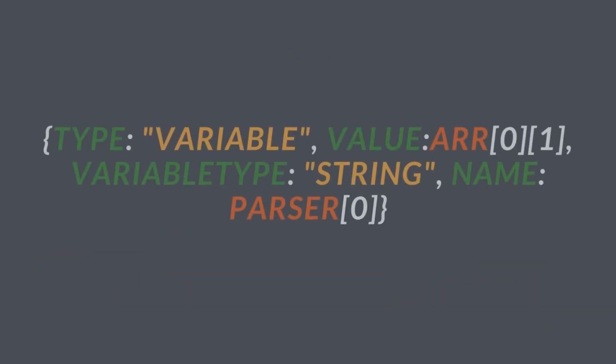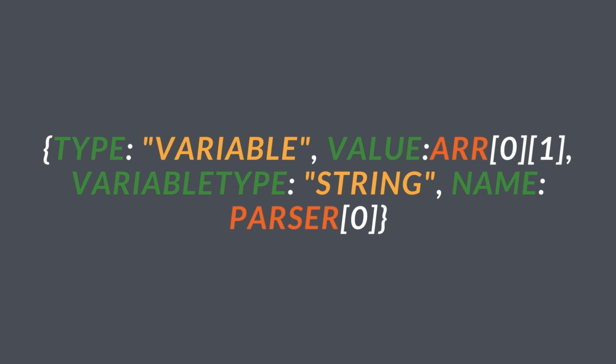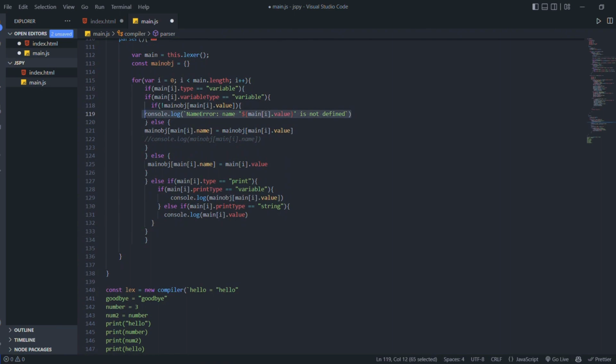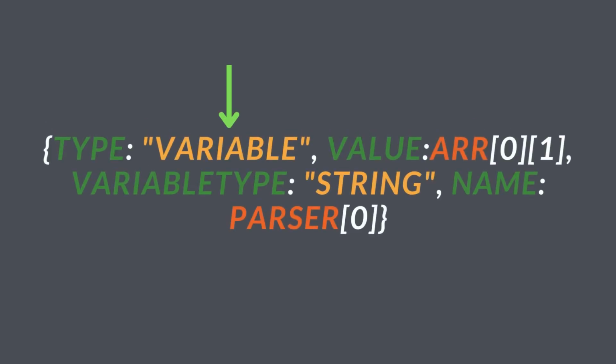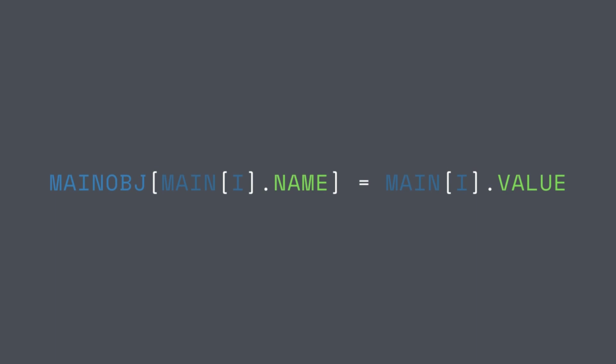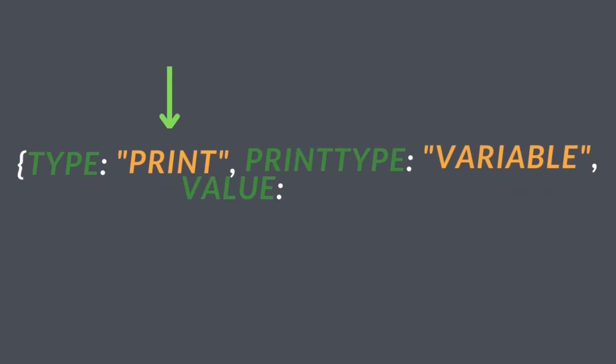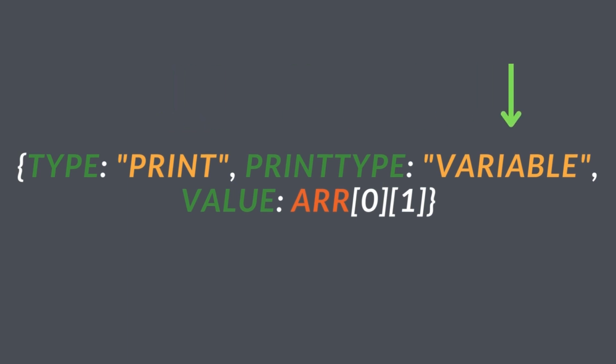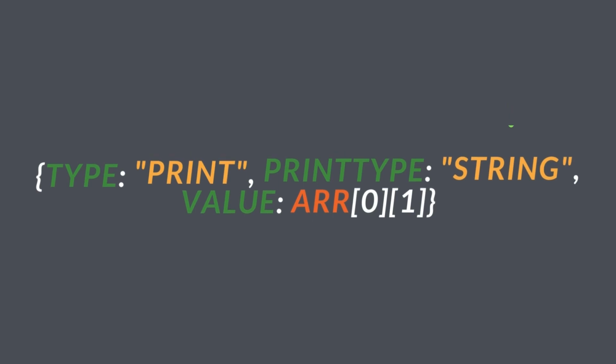Our Lexer function has returned a JavaScript object that looks a little bit like this. This object has details such as the type, the value, name, and more. Now, for this loop, we'll go through all of the objects that the Lexer has returned, and we'll search for its type. If the type is a variable, then it will append the variable to our main object with the value. Then, if the type is a print, the function will check if the print type is a variable print or a string print type.